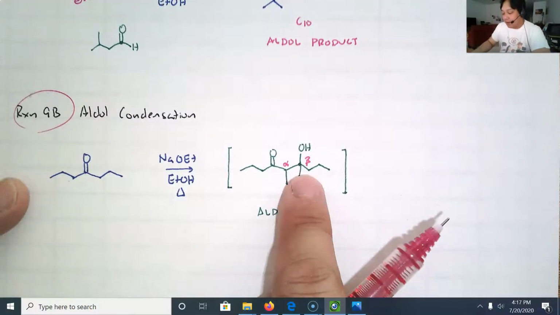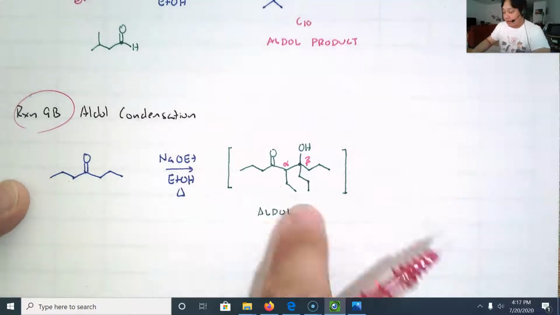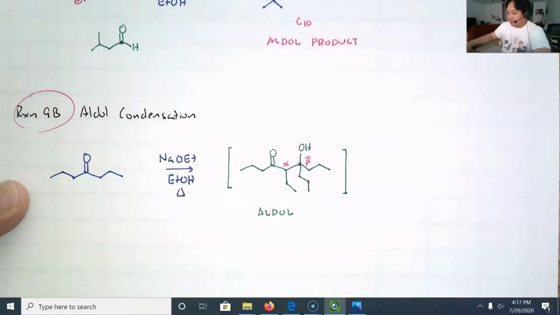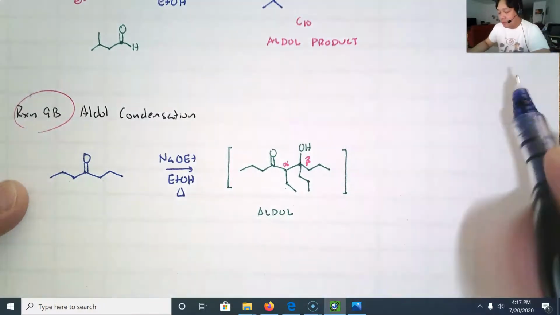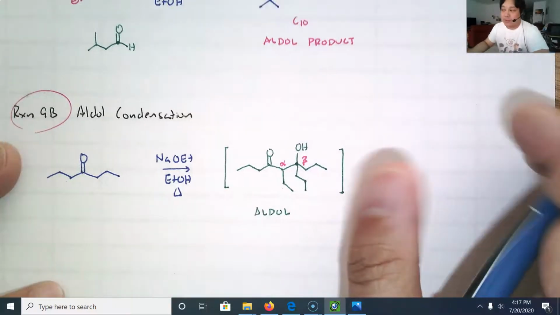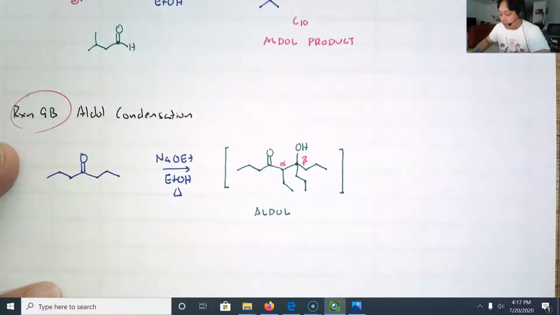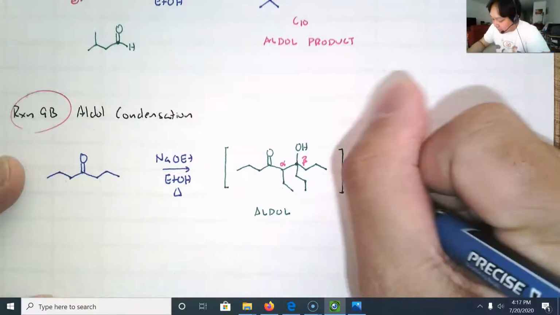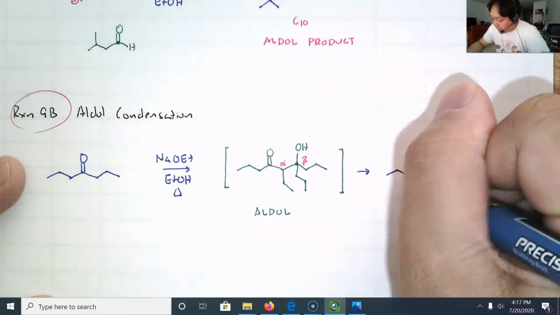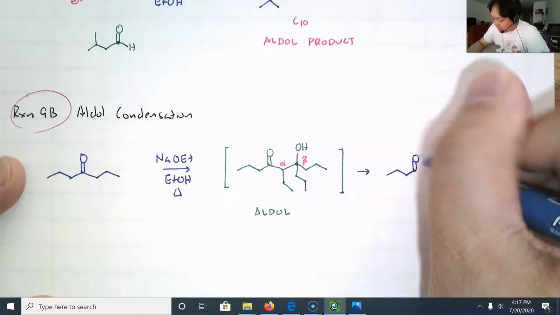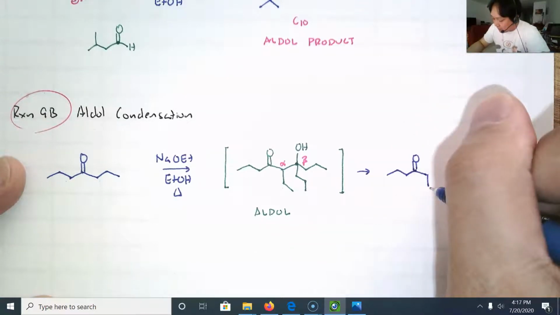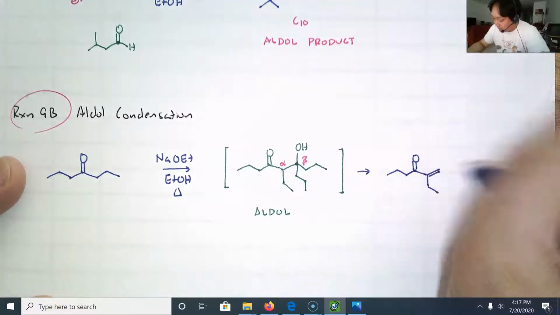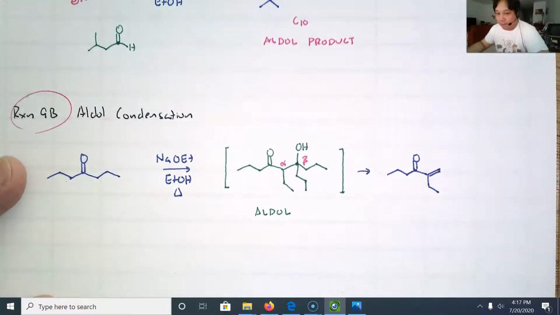Right, this is your beta hydroxy ketone. You're going to make the double bond between the alpha and the beta. And if you have a choice between cis and trans, you're going to make the more stable trans, but because we have 2 of the same groups, there is no cis and trans. Your final product for this reaction is this. Double bond between the alpha and beta.